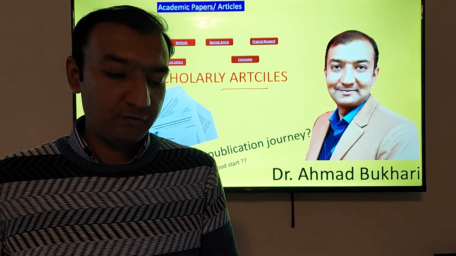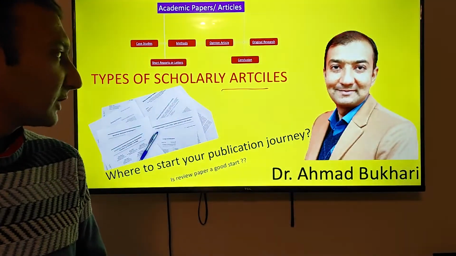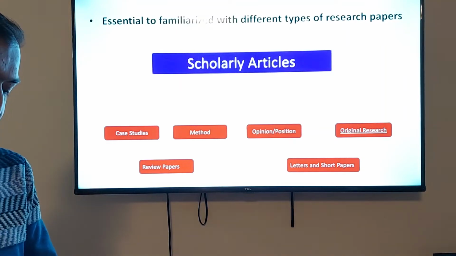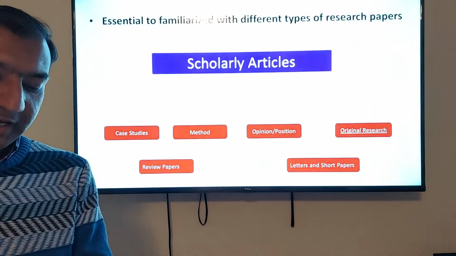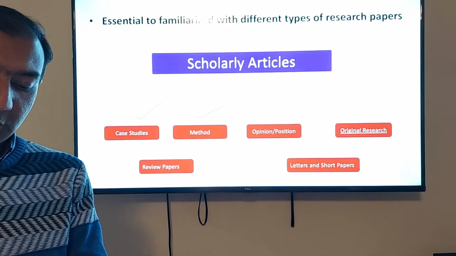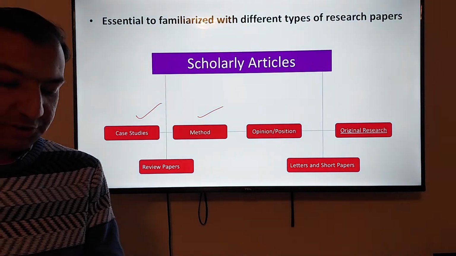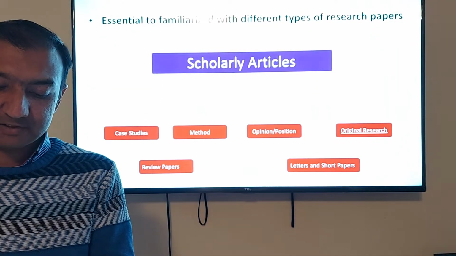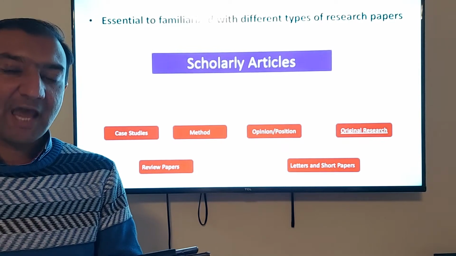So let's start with the different types of research paper. If you see on the slides, I have categorized the different types of papers: from case studies to method, opinion, and position papers, then original research and review papers, and then we have letter and chart papers. These are high level categories.